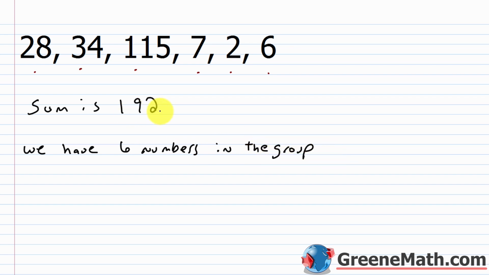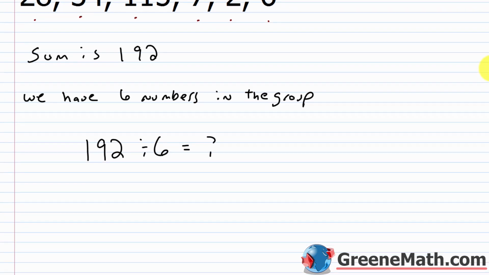So I just take the sum of the numbers in the group divided by the number of numbers in the group, and then I have my average, or again, the mean. So what is 192 divided by 6? Well, I don't really work with those numbers very often, so I don't know that off the top of my head. I would need to crank out a long division. So let's do that real quick.